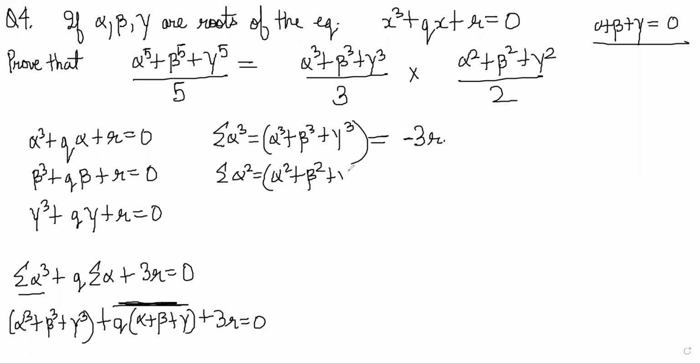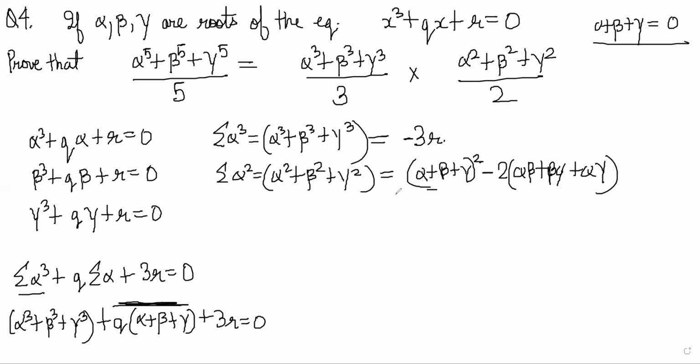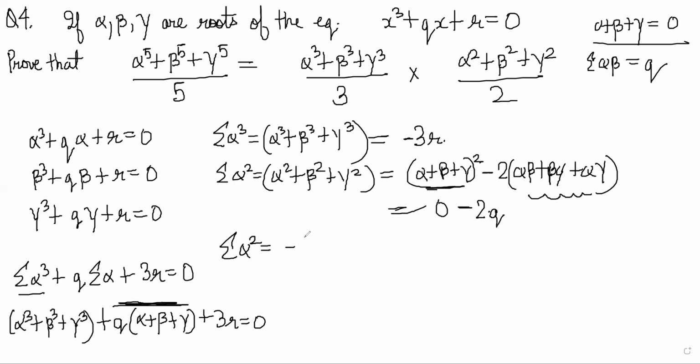Alpha square plus beta square plus gamma square will be equal to (alpha plus beta plus gamma) whole square minus 2 times (alpha beta plus beta gamma plus alpha gamma), right? This is a basic identity, and since alpha plus beta plus gamma is 0, this becomes 0 minus 2 times the sum of the roots taken 2 at a time. The sum of the roots taken 2 at a time in this equation is q only, so this becomes minus 2q. So we have summation of alpha square is minus 2q, summation of alpha cube is equal to minus 3r, right? These things we have already found out.